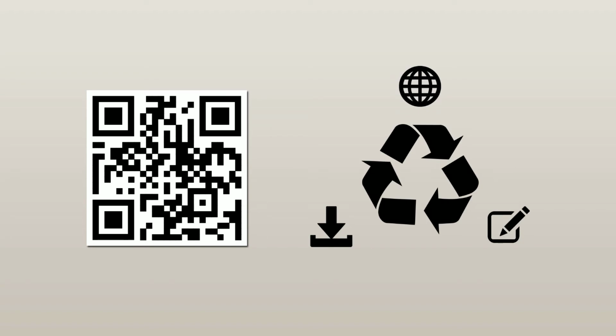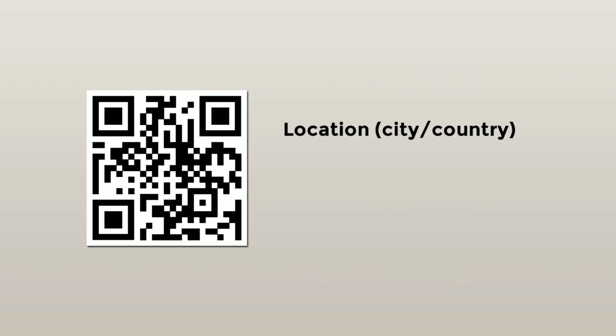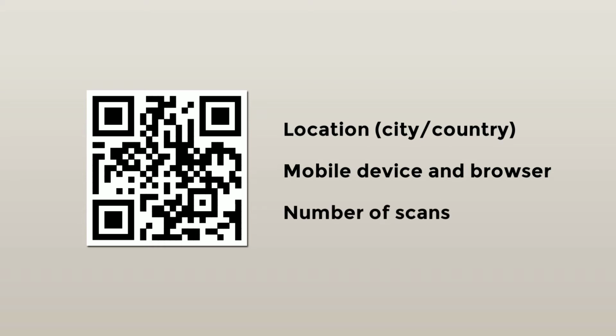Dynamic QR codes are linked to a short URL. Aside from allowing the QR code to be recyclable, a short URL also collects statistical data. Each time a QR code is scanned, it tracks where the scan came from, with what operating system and browser it was accessed, and of course, the number of scans it received.